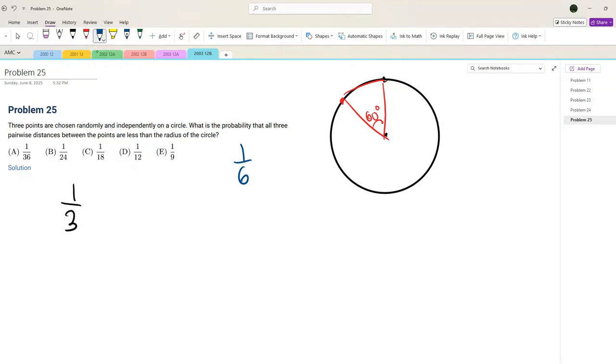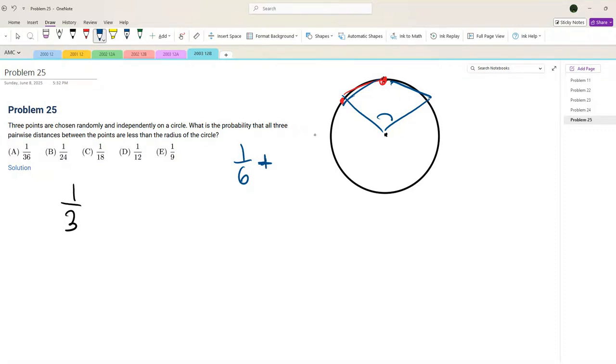However, in the best case scenario for the third point, the first and the second point would overlap, which means that the third point could be anywhere on this 1/3 of the circle.